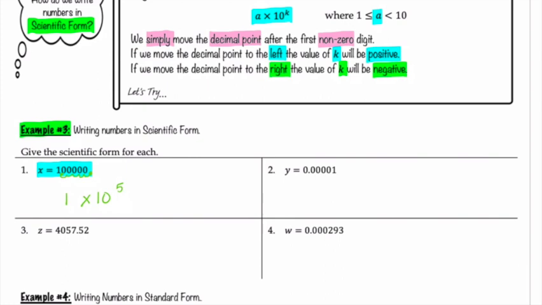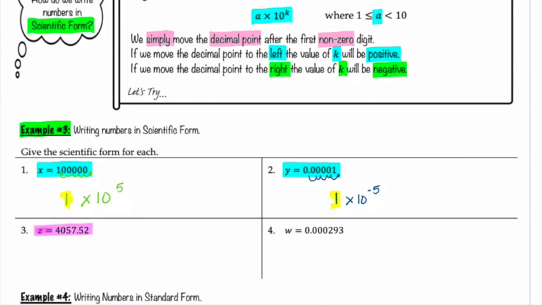For number 2, we have y is equal to that very small number. In this case, I'm going to start off the same way. I'm moving that decimal place again 5 places, changing that small value to 1 times 10 to the negative 5th power. Your goal is to get that a to be a number between 1 and 10, again including 1, but not including 10.